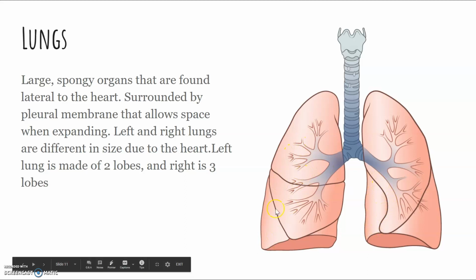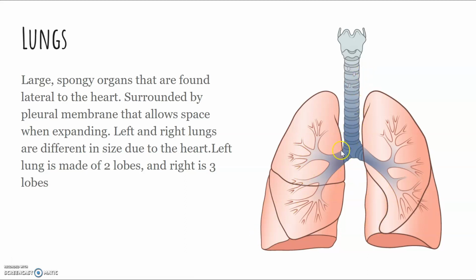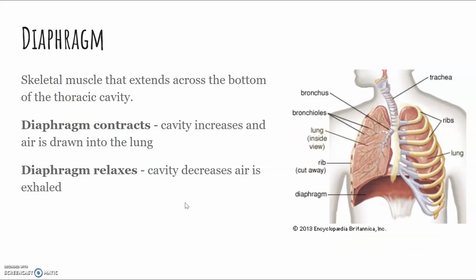And then your right lung has 3 lobes, which is why when you're looking at the trachea and then the bronchi, you can see that there are 1, 2, 3 bronchi for the 3 lobes, and then there are 1, 2 bronchi here for the 2 lobes, right? So they're very spongy looking too.